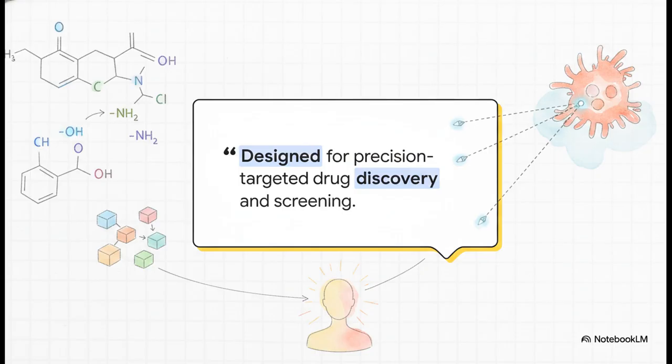There's an industrial catalog that sums it up perfectly, noting that these chemical blocks are designed for precision-targeted drug discovery and screening. By meticulously manipulating functional groups, maybe swapping out an alcohol for an amine or strategically adding a halide, chemists can neutralize specific diseases with incredible accuracy. This precision is exactly what minimizes side effects and maximizes the therapeutic impact for patients, letting the medicine do its job exactly where it is needed most.